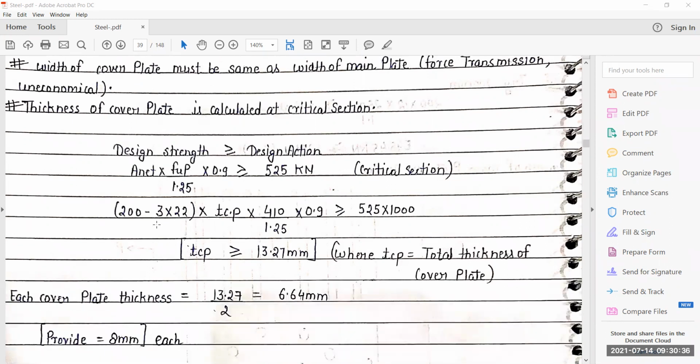The main 200 minus 3 into 2, 2 into TCP into 410 upon 1.25 into 0.9 is greater than or equal to 525 into 1000. So the TCP is greater than or equal to 113.27 mm. So where TCP is the total thickness of the cover plate.